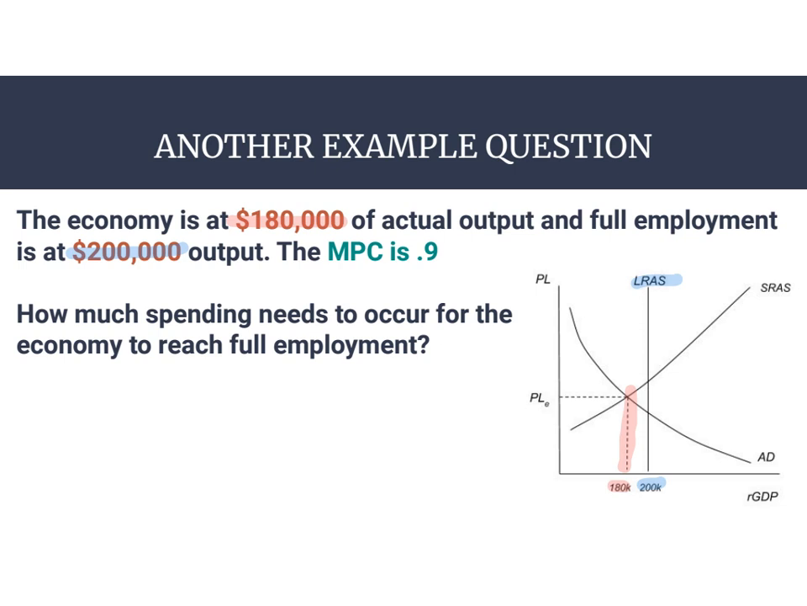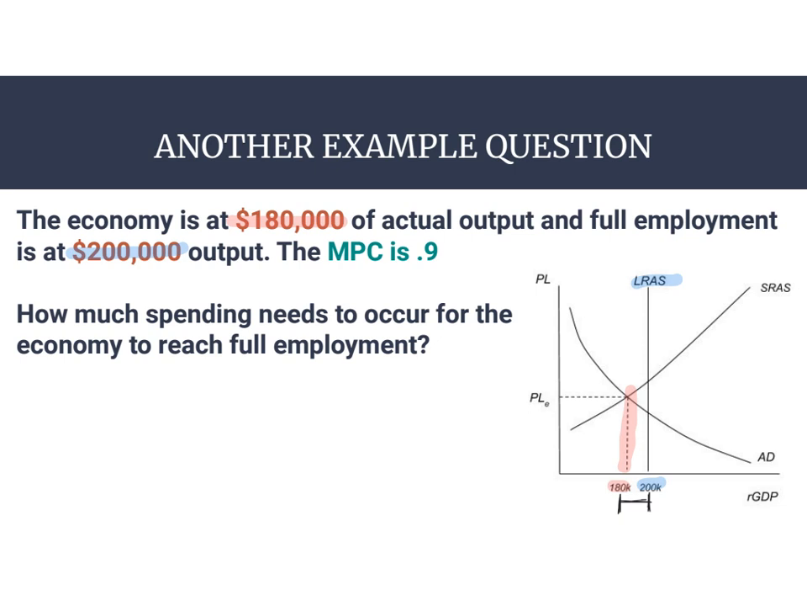So the question asks, how much spending needs to occur for the economy to reach full employment? All right, so obviously our economy is not at full employment right now. We're in a recession, and specifically that recession is the distance between our level of output in the short run, that's $180,000, and our level of output at full employment. We want to be at full employment, but we're not, and so we're only producing at $180,000. Okay, so how do we get there? Well, you can increase spending, right? Remember, increasing spending shifts the aggregate demand curve to the right.